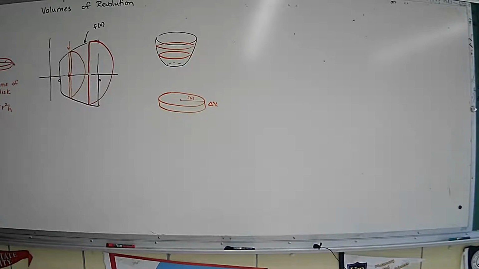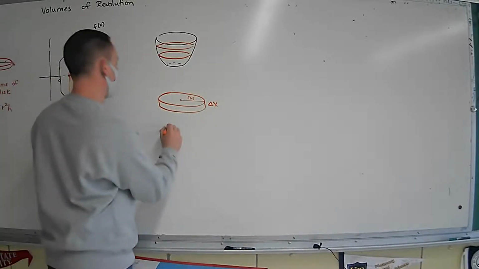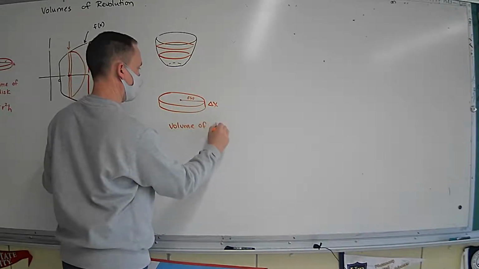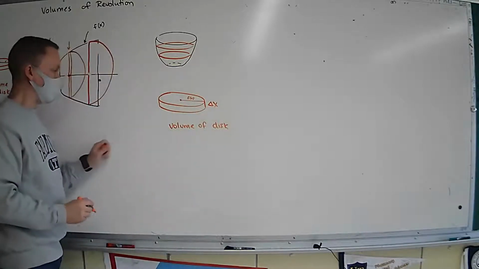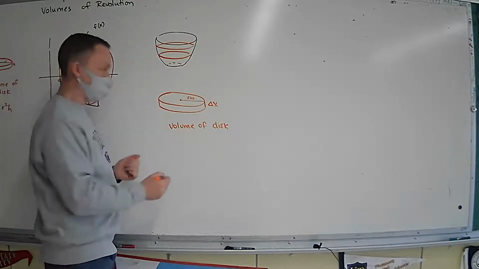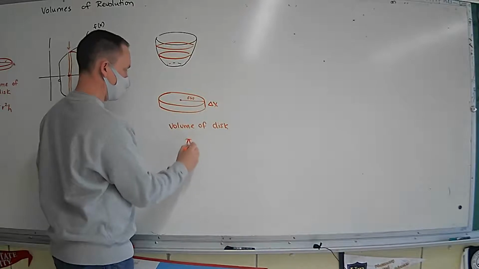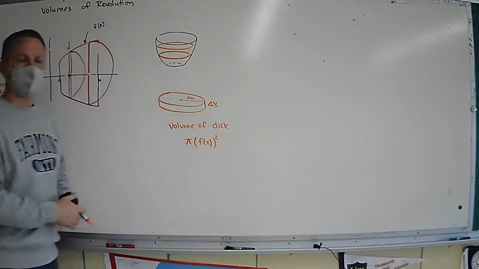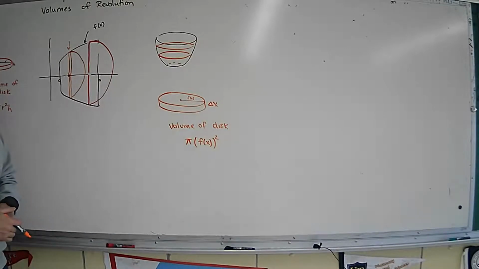The radius of that disk is f of x, and the height of that disk is delta x. So what's the volume of this disk right here? Abdel, what is it? Pi r squared height. But what's r? F of x. And what's the height? Delta x.